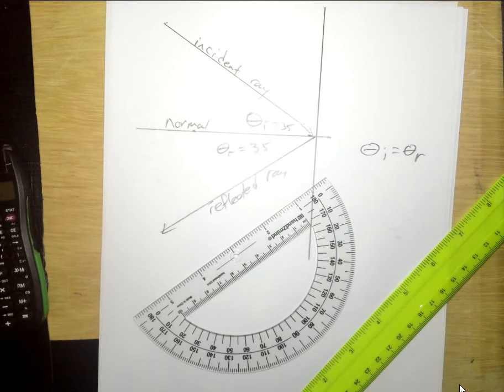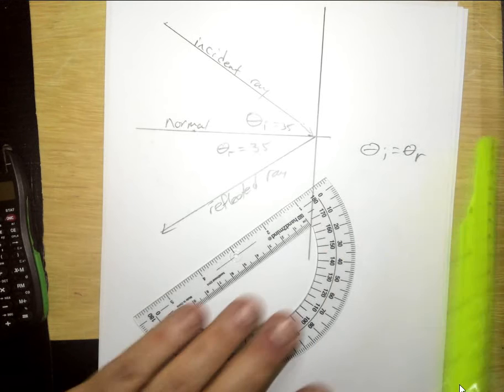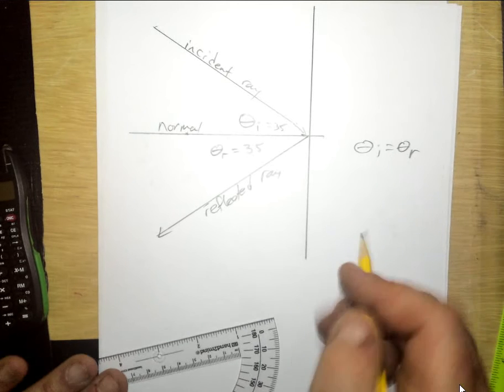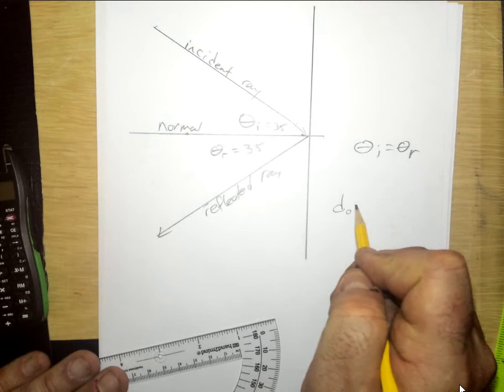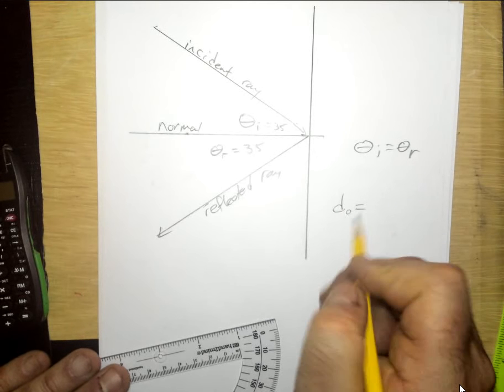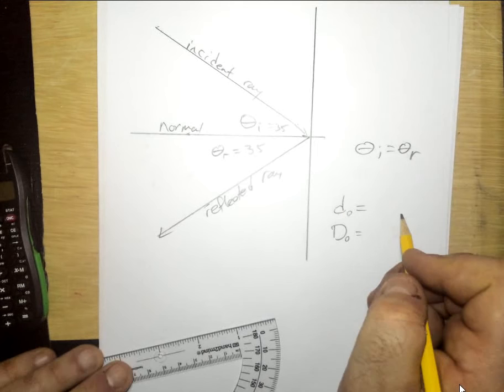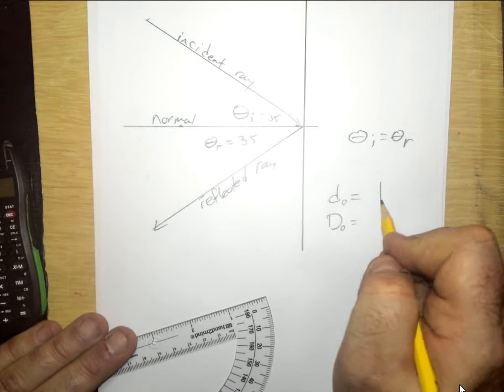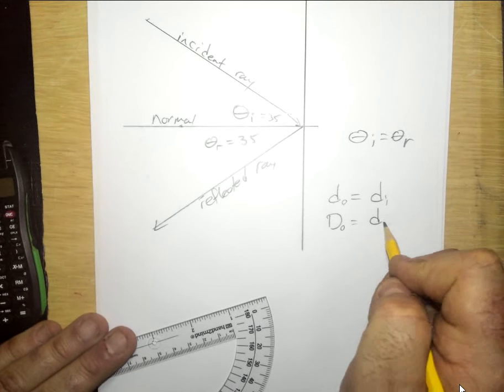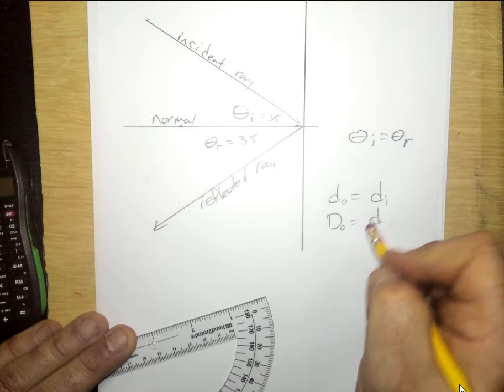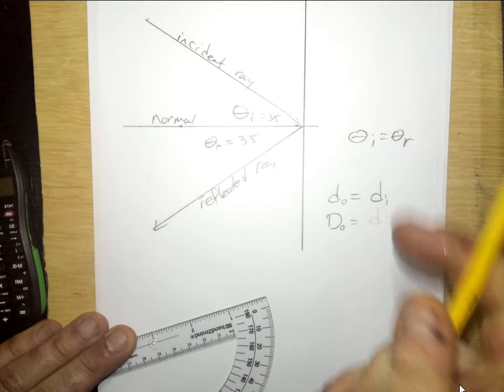Number three, what is the relationship between the object distance and the image distance of a flat mirror? Let's see here. DO is a variable for object distance. You might see it as a capital DO. Either way, I've seen it both ways. And that is going to equal the image distance. Whoop, let's get a capital D there. Those two distances are the same.